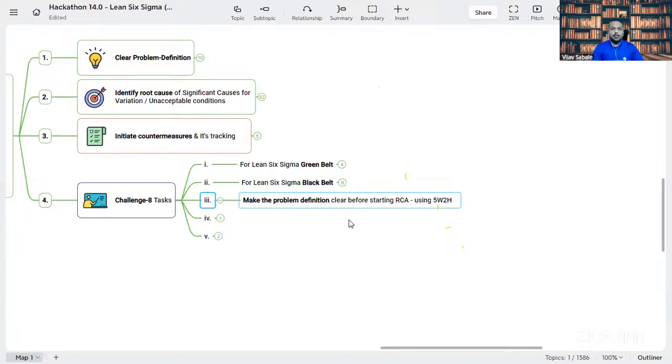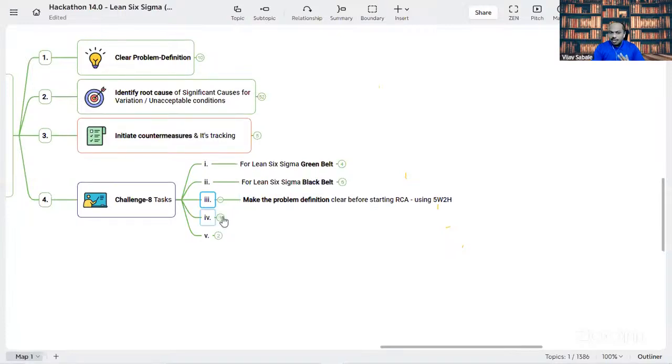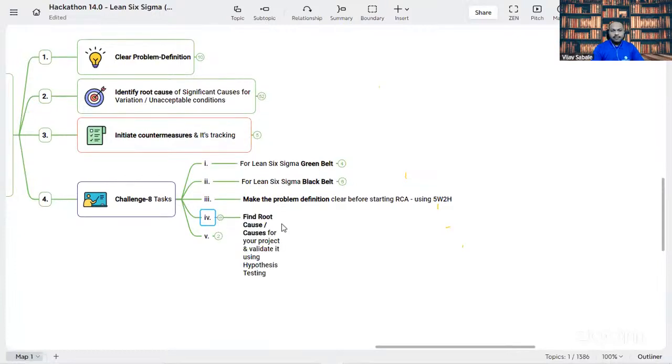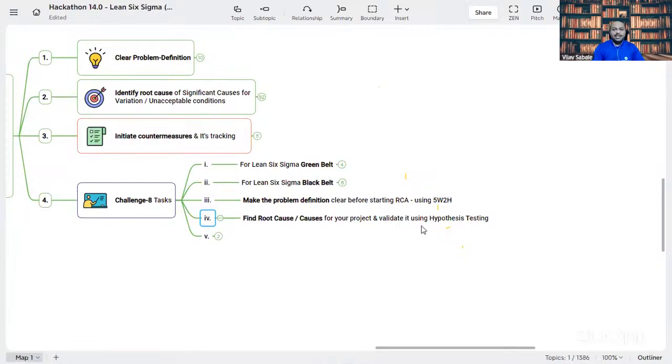Same you need to do for your project, right? And once it is done, you can share with me or you can schedule a call with me to discuss in detail. Make the problem definition clear. Then find the root cause for your project and validate using hypothesis testing. So there are two things. One is make the problem definition clear. Once it is clear, conduct the root cause analysis for it. Maybe you can use the 5 Why analysis for it. And by using 5 Why analysis, identify what is the root cause, validate whether that root cause is correct or not, right? And then we can go for the implementation of countermeasure.